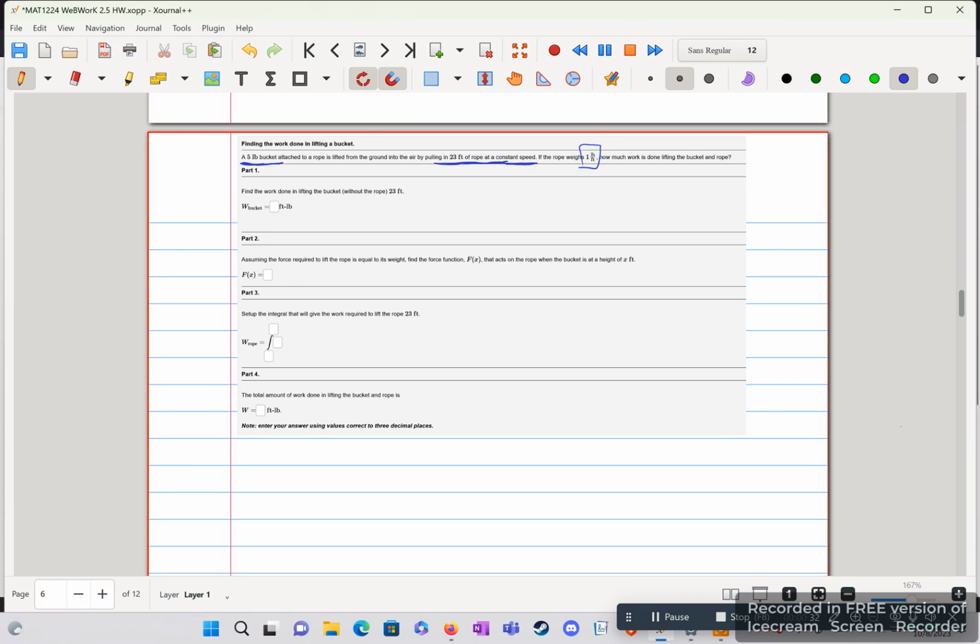So first, I'm going to find the work done in lifting the bucket without the rope. So we're not looking at the rope weight. We're just looking at lifting it into the air by 23 feet and how much it weighs. So 23 feet times 5, multiply those together, and that gives you 115 foot-pounds. And that is the answer to part 1 of 6. That would be a short question.